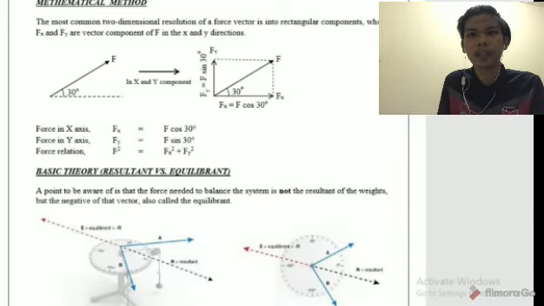Dan seterusnya tentang basic theory resultant versus equilibrium. A point to be aware of is that the force needed to balance the system is not the resultant of the weights, but the negative of that vector, also called the equilibrium.